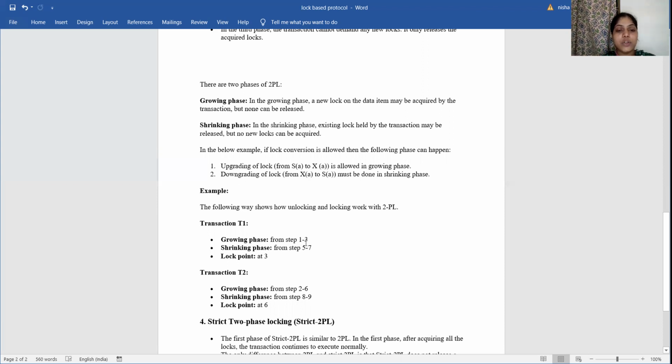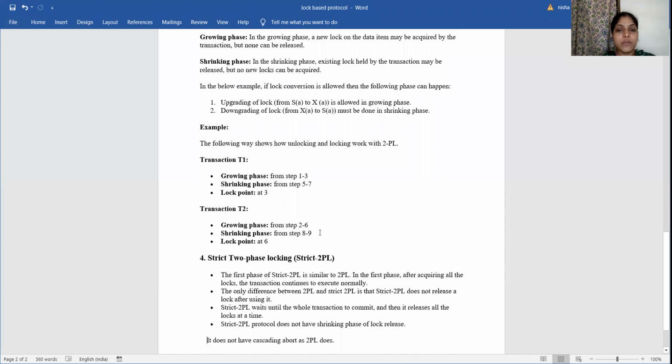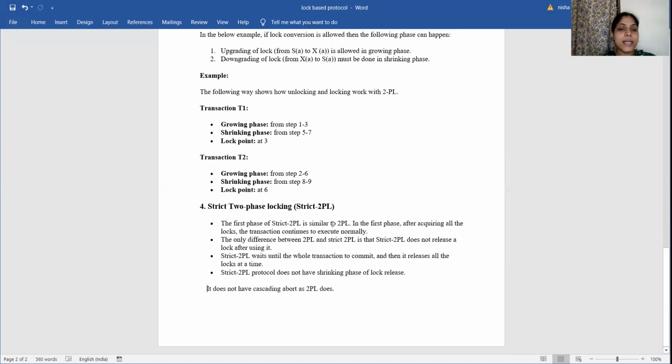Example: the following shows how unlocking and locking work with two-phase locking, 2PL. For the first transaction, the growing phase is from step 1 to 3, the shrinking phase is step 5 to 7, and the lock point is 3. For the second transaction, the growing phase is 2 to 6, the shrinking phase is 8 to 9, and the lock point is 6.